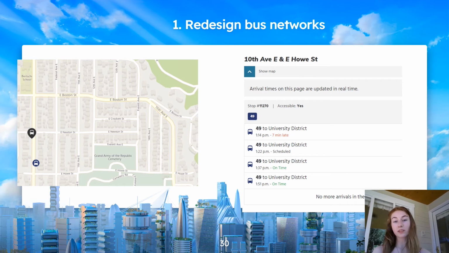So the other bus stop that needs to be reconfigured as to where they're transporting people to is the 10th Avenue East and East Howe Street bus stop location. This is only transporting people to the University District, which explains why these bus stops are really close to each other, but go to different locations. This isn't convenient for people who need to go to somewhere other than University District, but it makes sense as it is close to the East Boston Street in the segment I'm designing.